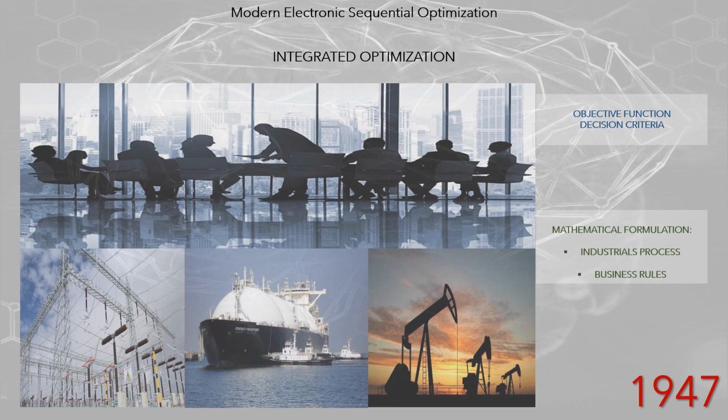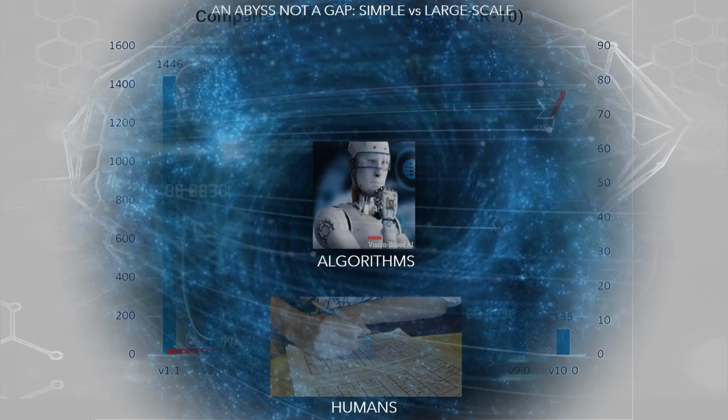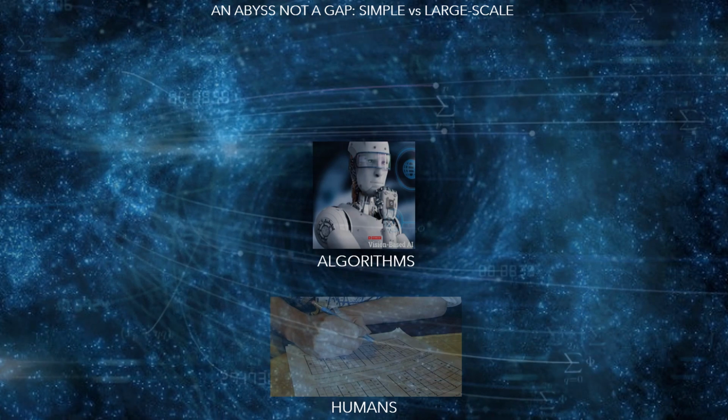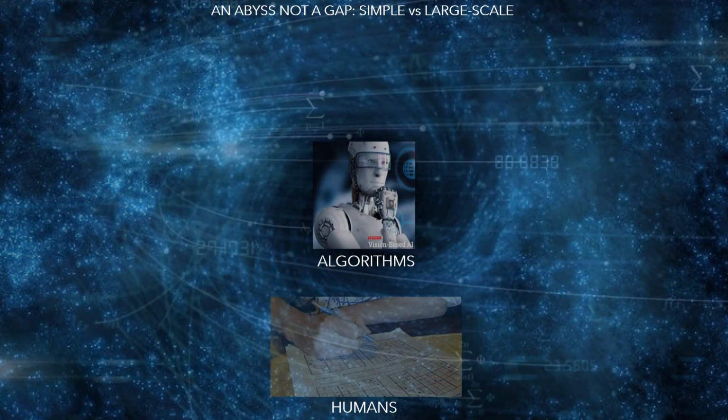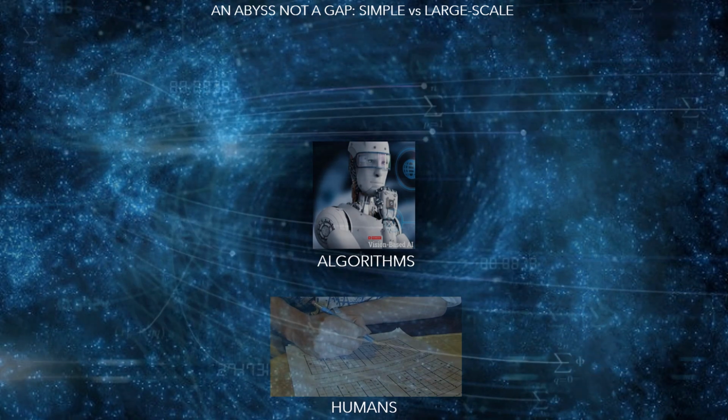the business rules. Since its birth, computer-oriented mathematics has evolved in speed, and in the ability to solve increasingly complex problems. The image presents the evolution of the Gurobi solver, from its first version in 2009 to the last in 2023, for discrete optimization problems. The difference that the mastery of computer algorithms creates with respect to the solution of problems by humans is an abyss, not a gap.